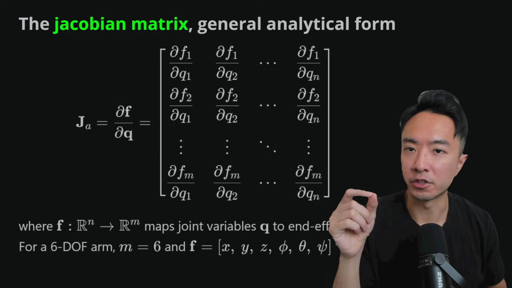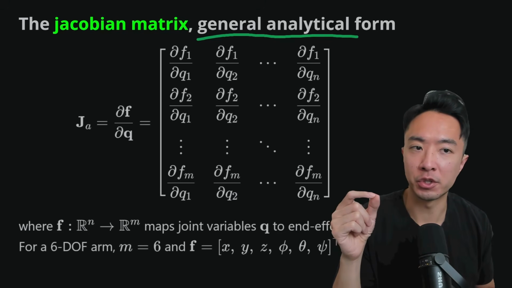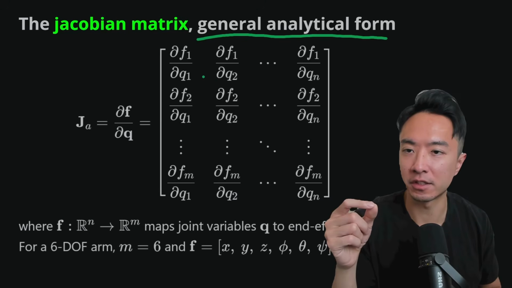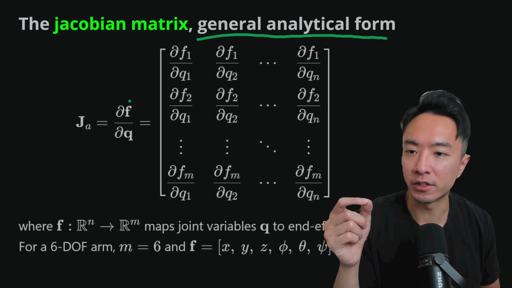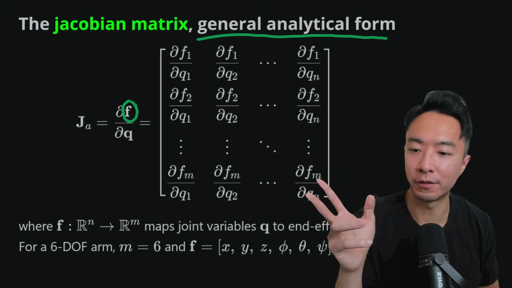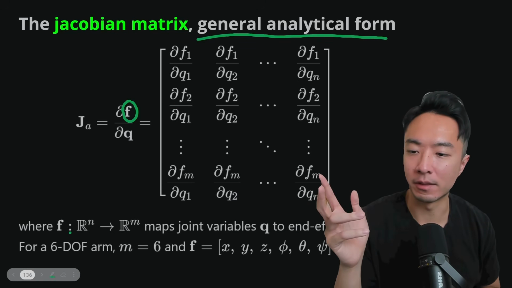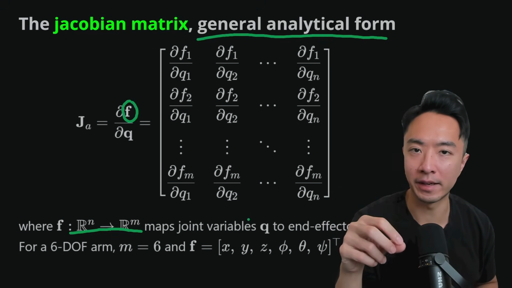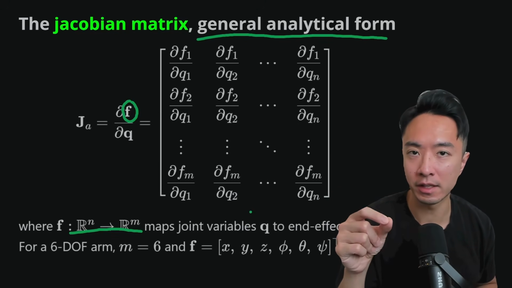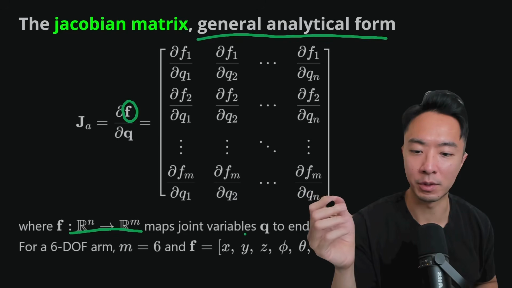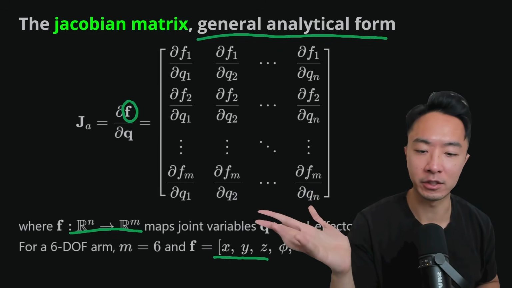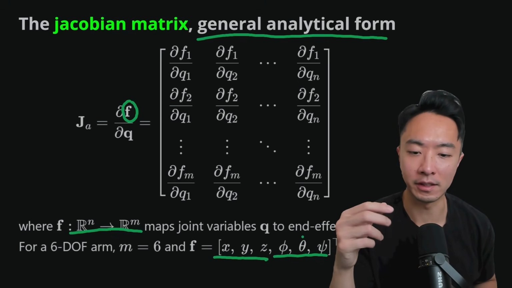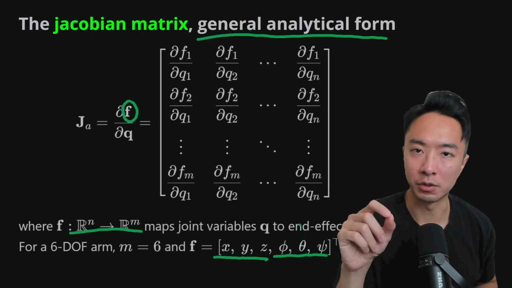Now, this right here is a Jacobian matrix in its most general analytical form. So previously, I would count that more as a geometric derivation. For the most analytical one, you have a generic function here, which we call f. Okay, so this f is going to be the mapping that goes from Rn to Rm, which is going to be the forward kinematics expression that you choose. So you could have many different ways to represent it. So for example, you could have XYZ, and then you have your phi, theta, and psi. So you could be using different ways to represent your orientation.